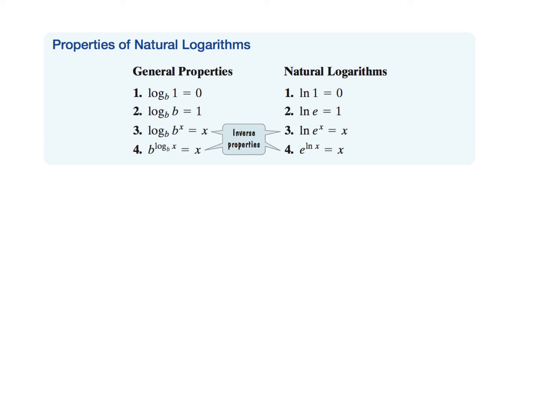This slide here is identical to a slide we saw a couple back. I think it was like slide 8. The general properties here, and then they gave us the natural logarithms. Note that if these bases were all e, they would be this right here. This is absolutely important to remember. So the ln of 1 is 0, the ln of e is 1, the ln of e to the x is x, and e to the ln of x is just equal to x. It's very important to remember those.